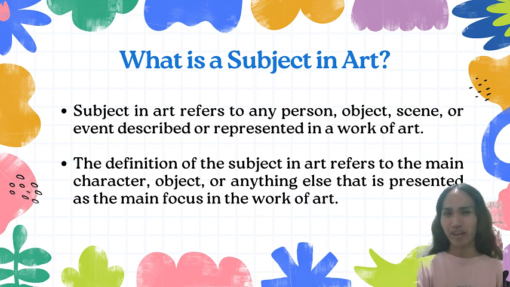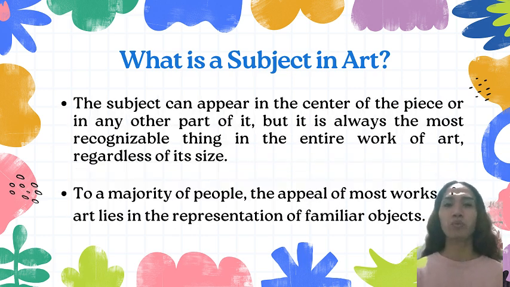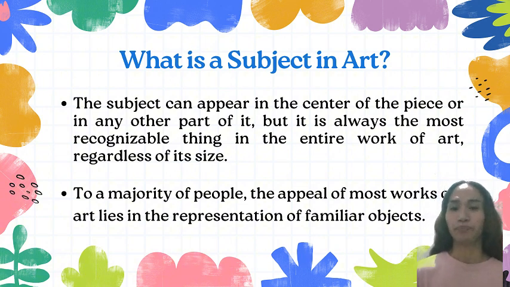What is a subject in art? In visual art, the subject refers to the main focus of a work: the person, the object, the scene, or event that is shown or described. It is what the artist wants the viewer to notice and think about. The subject can appear anywhere in the artwork, but it is always the most recognizable and important element regardless of its size or position.